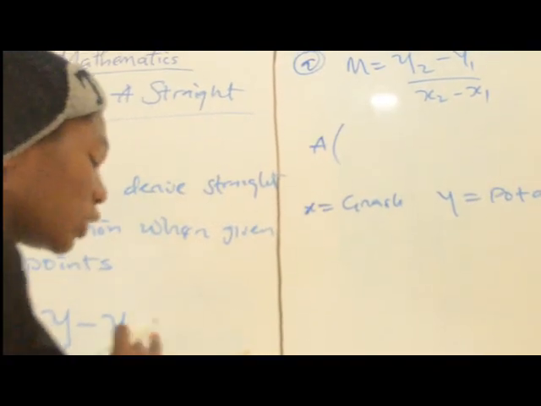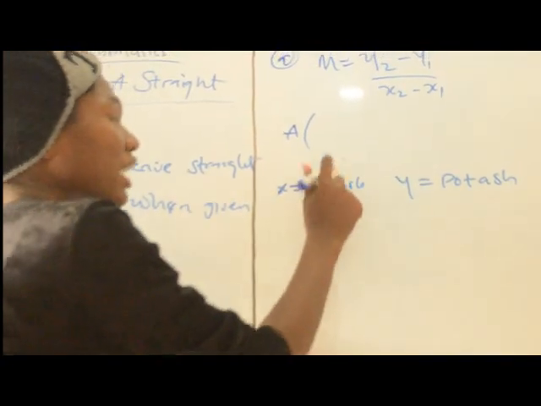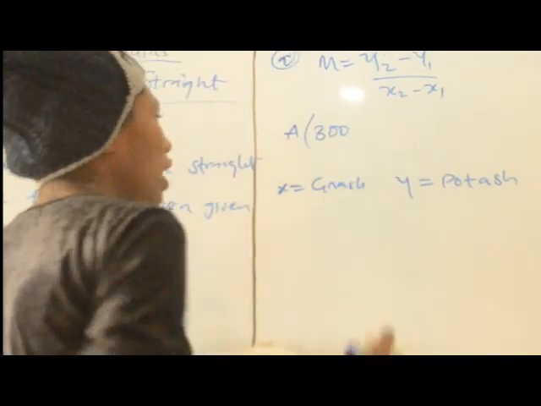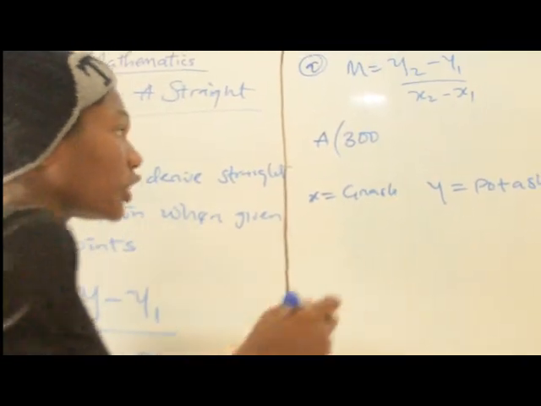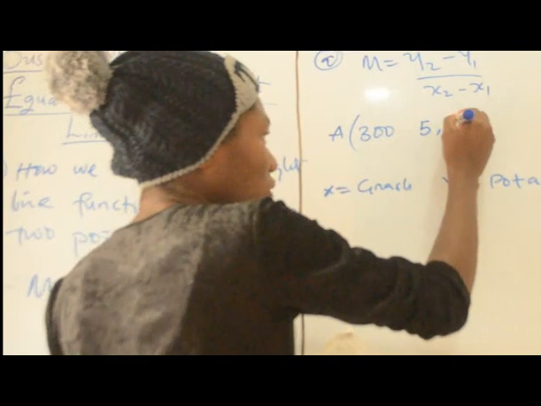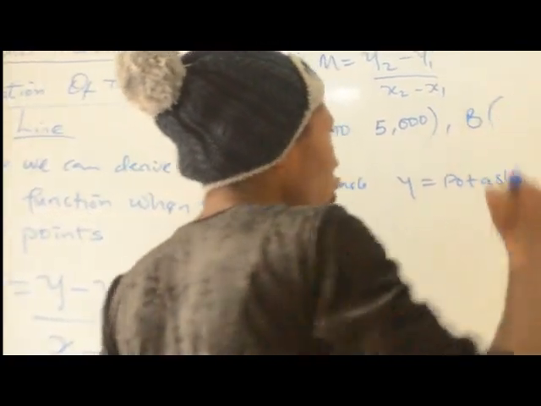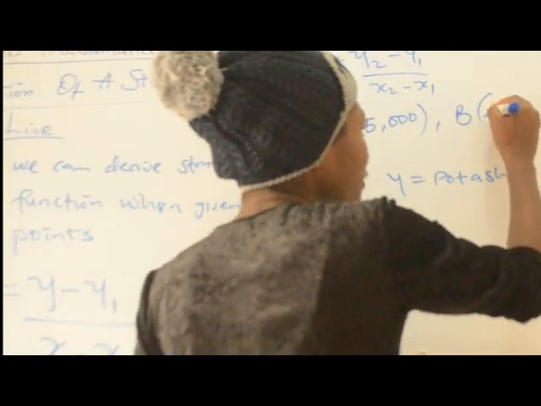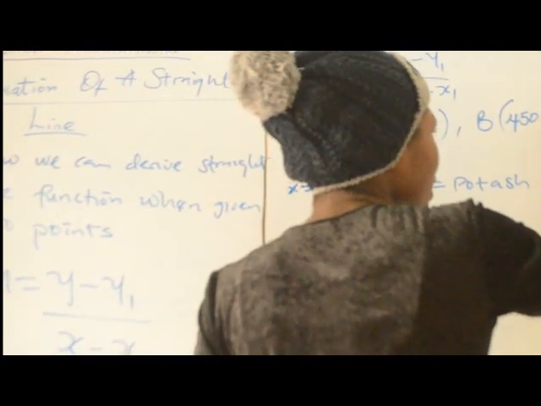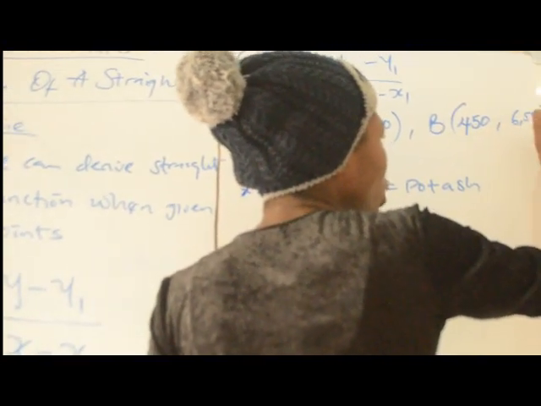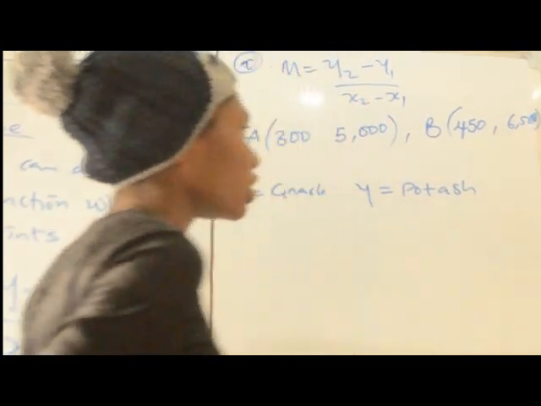Now, for our first week, which is our point A, 300 kilograms of nash. Our nash is 300, and it was used to produce 5,000 units of potash, which is our y. And in our point B, which is our second week, we have that 450, that is our x, kilograms of nash was used to produce 6,500 units of potash.